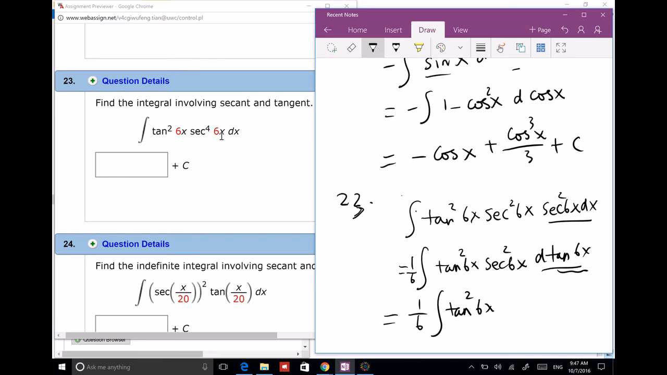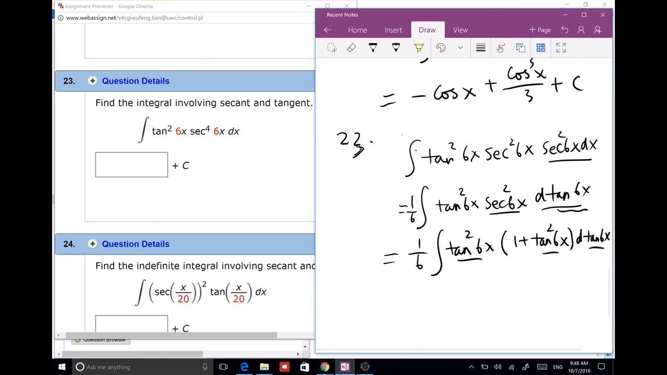You can use the u substitution. So secant squared is 1 plus tangent 6x squared, and d of tangent 6x. Well, this is u, this is u, this is u. So then the rest is pretty simple, right?